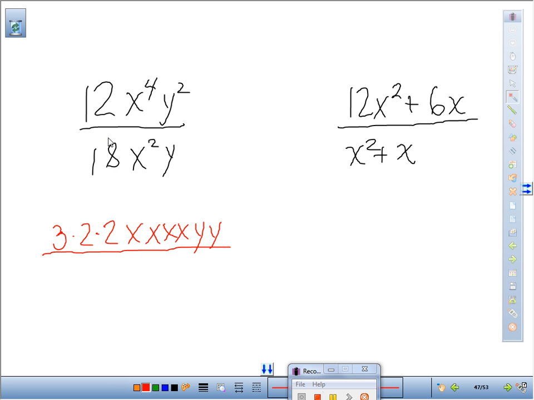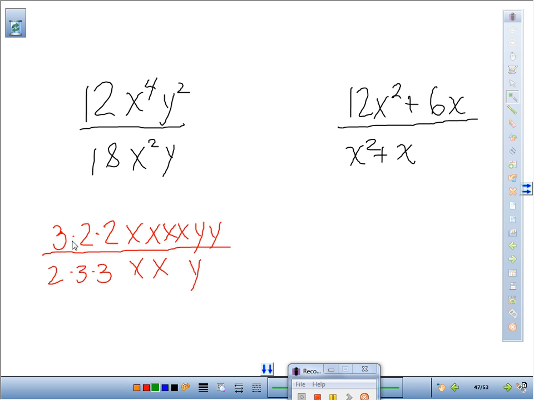over. What are the prime factors of 18? 2 times 9, and 9 becomes what? 3 times 3. So this is 2 times 3 times 3. The x squared becomes x times x and y.